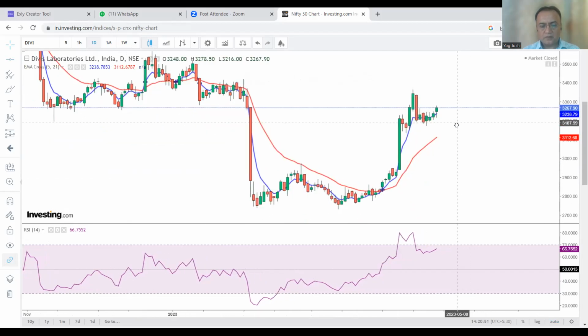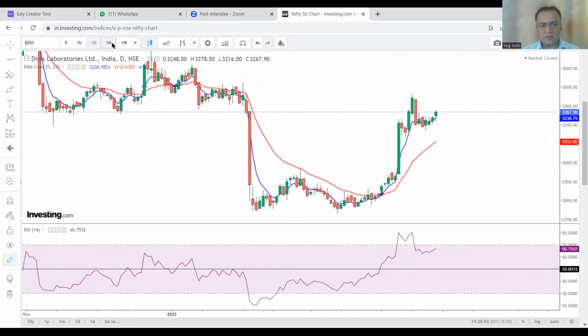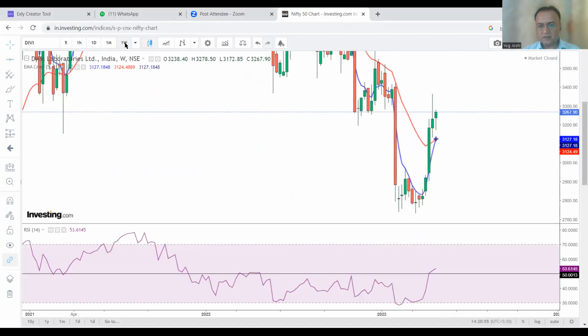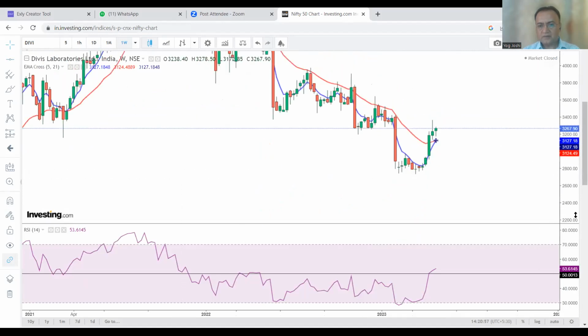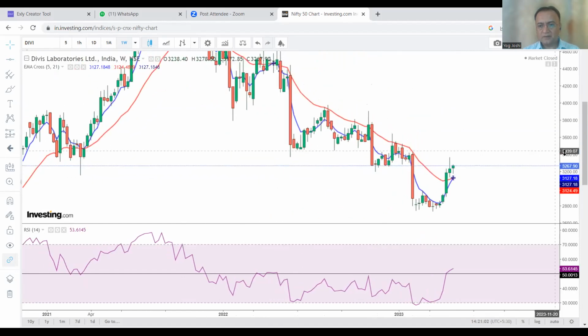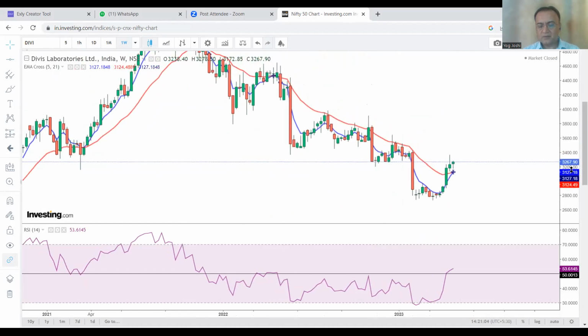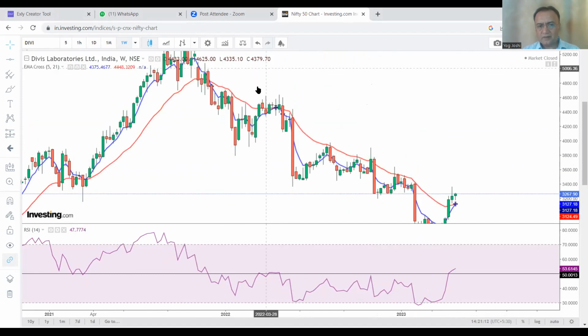This is the daily chart of Davis Lab. First start with the weekly chart. This is a great sign you received in Davis Lab. Now try to analyze. This is the resistance zone.